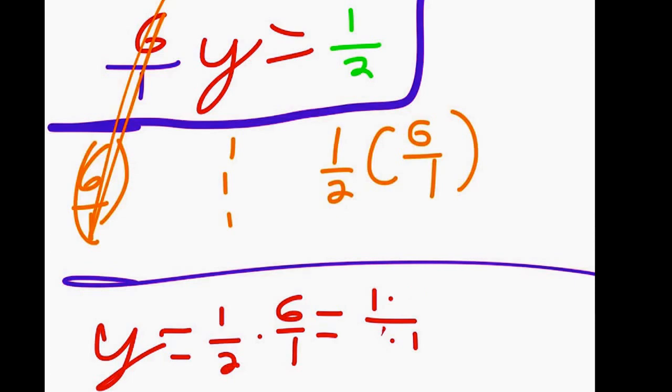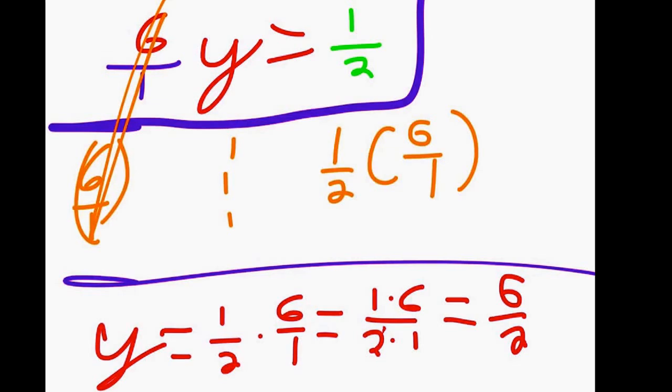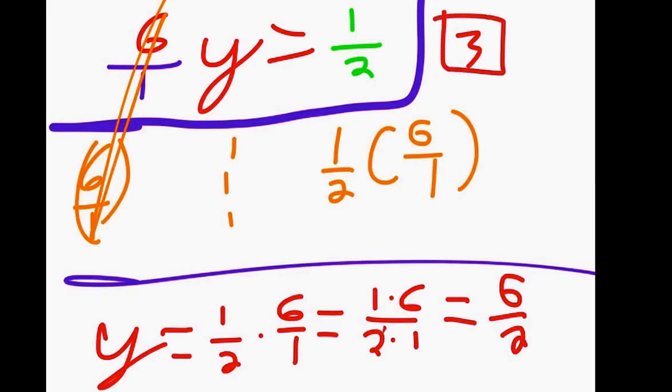So then 6 and 2, and then it's going to be basically 6 over 2, and then you're going to make it so that it's not an improper fraction. So what you want to do is basically, it's going to be 3, so your answer is going to be 3, so that's the answer right there.